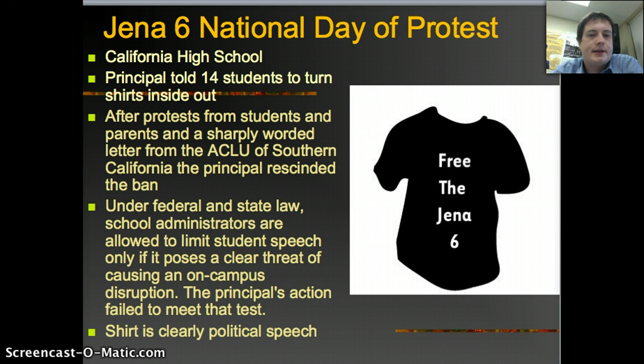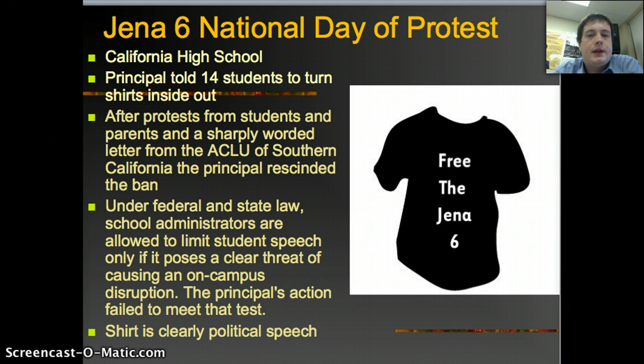Here's a very important one. This is the Jena 6. The Jena 6 case was six African American students who beat up one white student, and they were charged with second-degree attempted murder. The community was outraged because that was such a harsh offense for what happened, whereas only a few weeks previously, a bunch of white students had done something to a black student, and they were given battery or very much more limited charges.